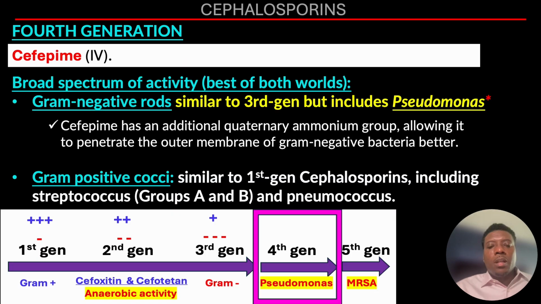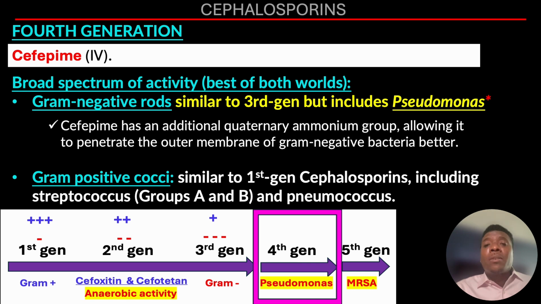The 4th generation that's very important to know is cefepime. Now, it is what I call the best of both worlds. It has a very broad spectrum of activity. What do I mean by that? Well, its gram-negative coverage is similar to the third generation cephalosporins with an added benefit. Now, cefepime also is the great drug for Pseudomonas aeruginosa. That's very important to remember about cefepime, is that it's great against Pseudomonas.